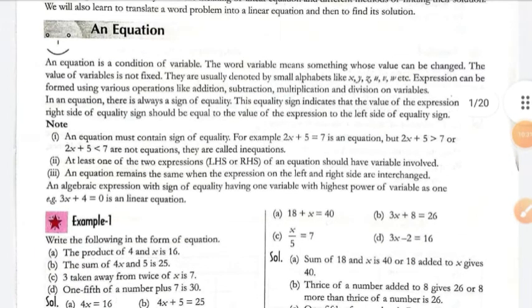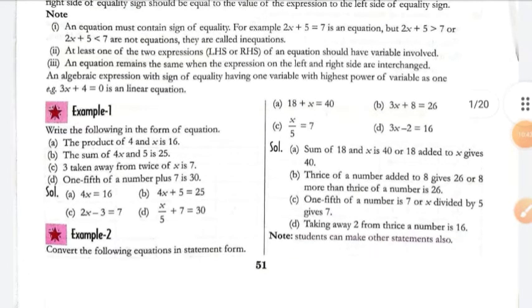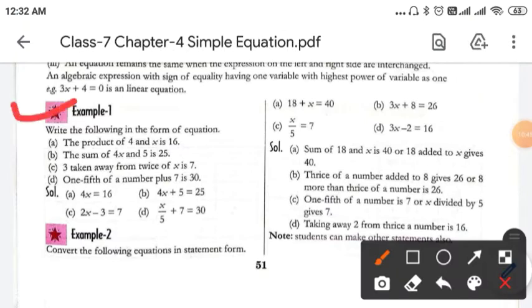So the next point is how we can convert any statement into a linear equation. We have some examples. Example number 1: write the following in the form of an equation. The first one is: the product of 4 and x is 16. In the statement we have the product of 4 and x is 16.